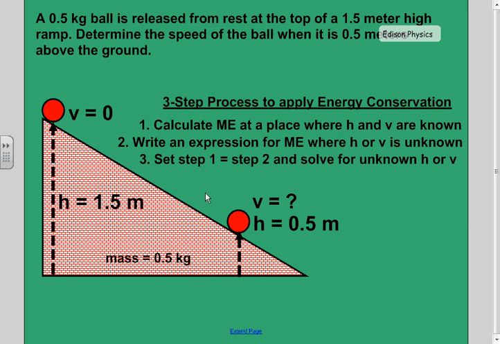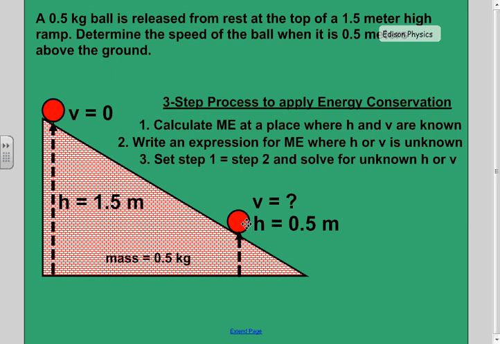Step 2 says write an expression for mechanical energy where H or V is unknown. That's going to be down here when we're 0.5 meters above the ground. We know the height, but we don't know the speed. And then step 3, this is what conservation of energy is all about. Set the mechanical energy that we calculated at the top of the hill equal to the mechanical energy that we calculated near the bottom, and we should be able to solve for whatever it is that we don't know.